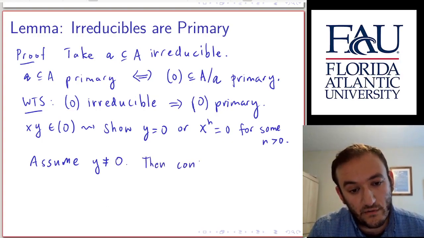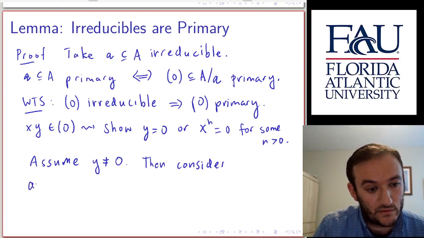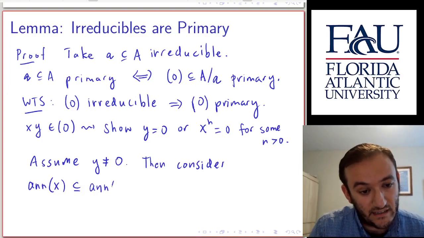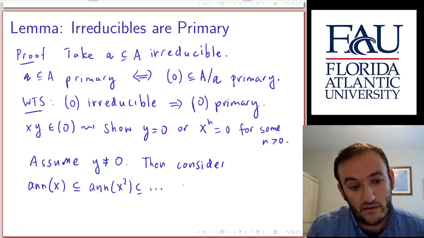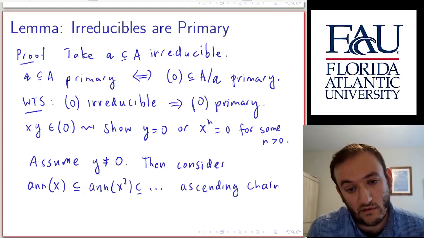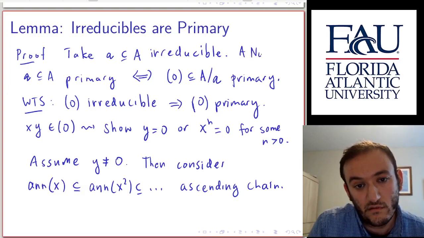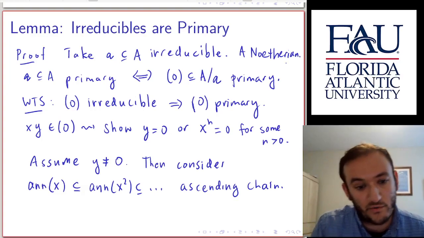Then we'll consider the following chain of ideals. So we'll take the annihilator of x. Okay, these are the elements of A that when you multiply by x, you get 0. That's contained in the annihilator of x squared, which is contained in the annihilator of x cubed, etc. So this is an ascending chain. And since we're working in an Etherean ring, probably should have stated that at the outset, A is an Etherean ring for which irreducibles are primary.